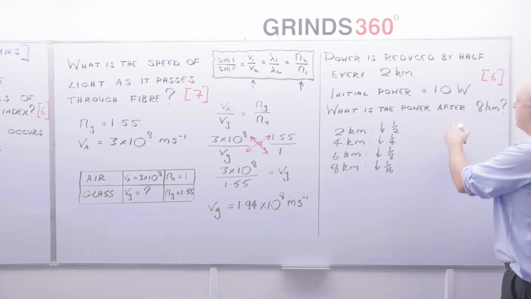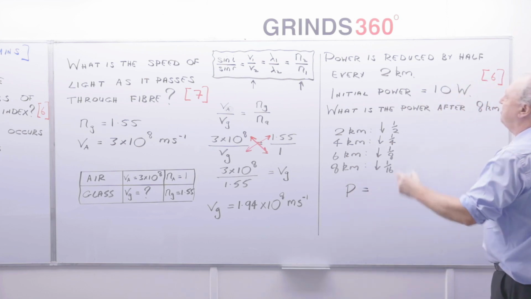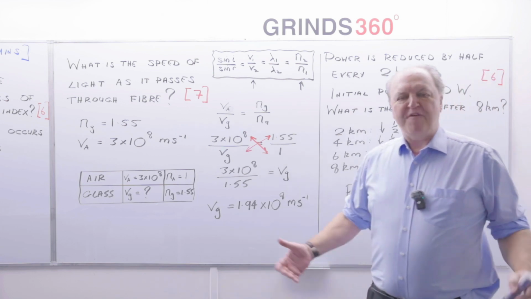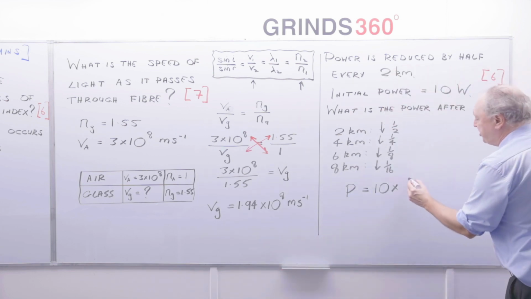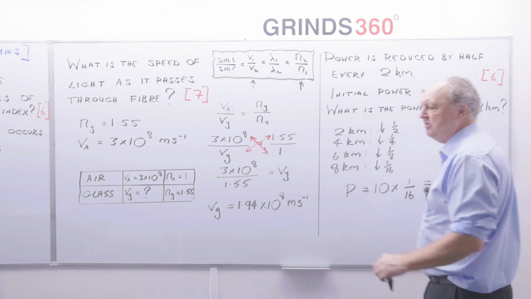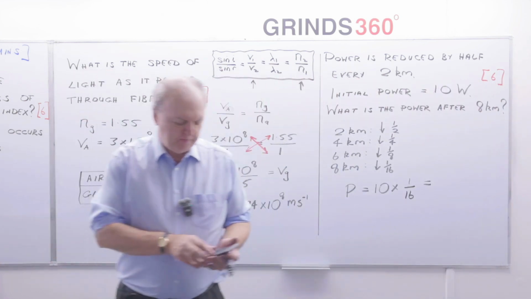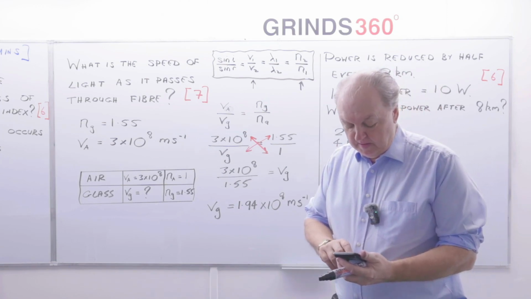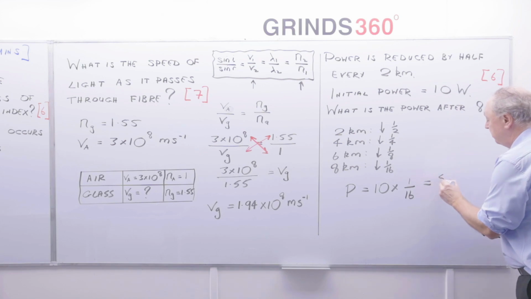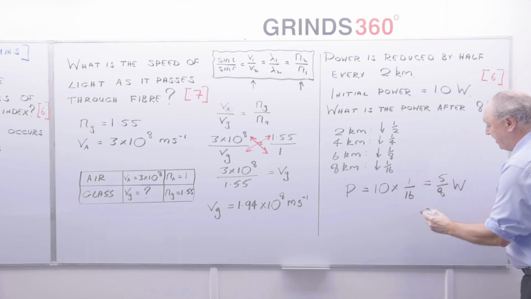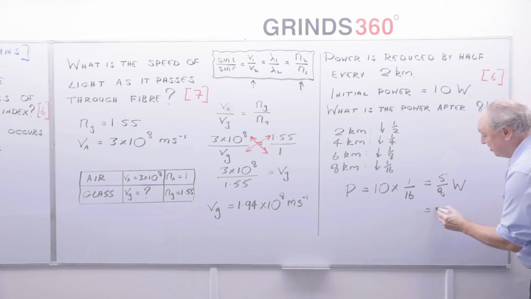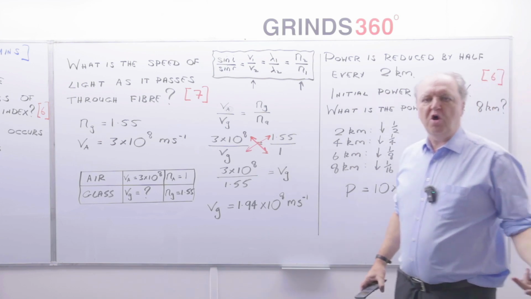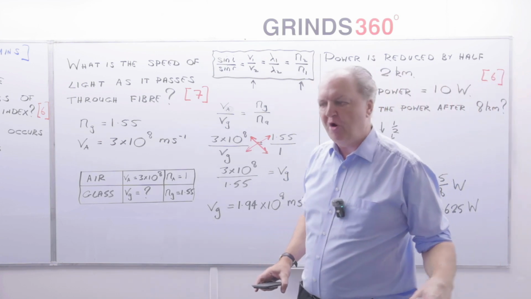So basically, what is the power after 8K? It's going to be the initial power, which is 10 watts, multiplied by what factor has it been reduced by? The answer is 1/16. Put that into your calculator, and we have our answer. So I get 5/8 of a watt, which is fine. If you want to turn that into a decimal, then you've got 0.625 watts. So we have 6 marks for that. So all in all, that question should take you no more than 10 minutes.